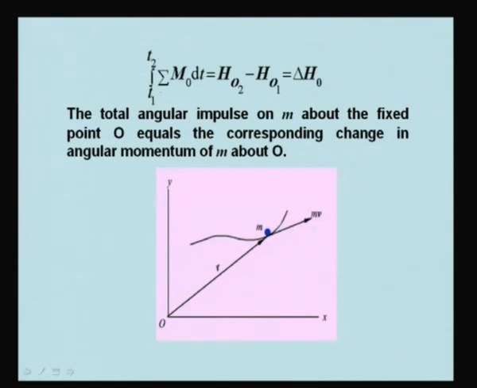Or you can write the integral from T1 to T2 of sigma M0 dt is equal to H02 minus H01, that is equal to delta HO. Thus, the total angular impulse on m about the fixed point O equals the corresponding change in angular momentum of m about O. This integral from T1 to T2 of sigma M0 dt is called angular impulse.